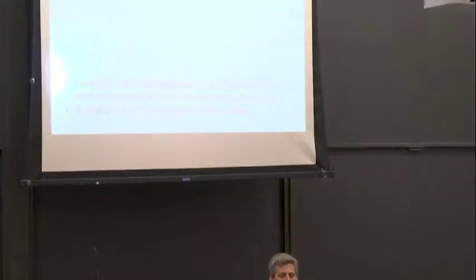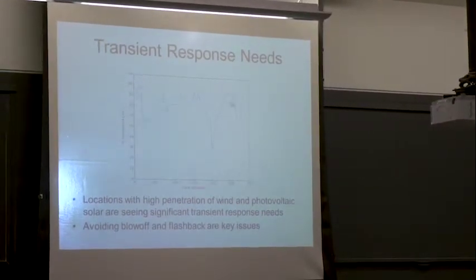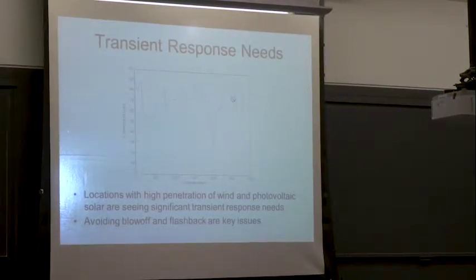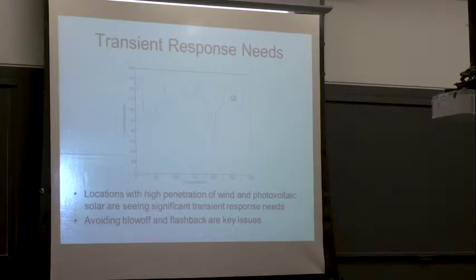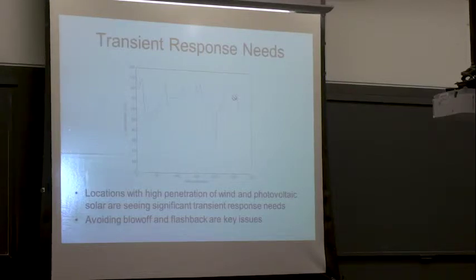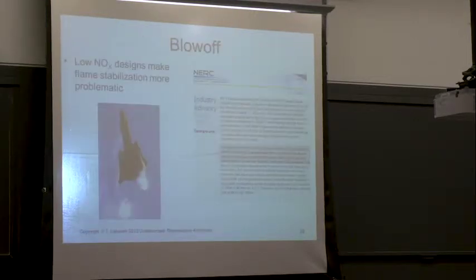But what's happening is that as your power is swinging around here, avoiding blow off and flashback are really key issues. Because when you're generating power on the grid, not only do you get paid for the power you put on, there's a whole host of what are called ancillary services. Some power plants make money by just helping with grid frequency stabilization. All they do is make sure that the grid frequency stays at 60 hertz, and you get paid for that. But it means that you have to have more rapid transient response. But you can only change your power so quickly because otherwise your flame will blow off. And actually, this is a plot that shows it.